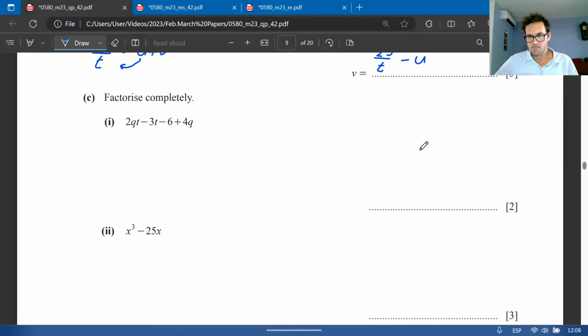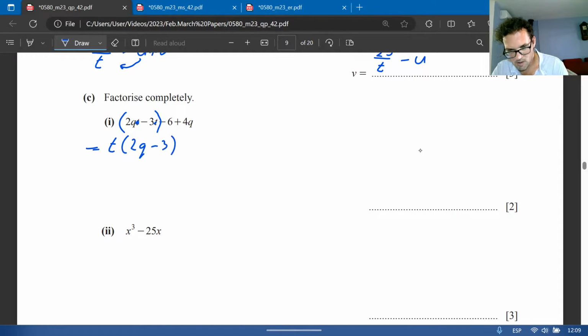Factorize. Let's just do the first part first. Okay. Common factor of 2qt minus 3t is t. So taking that t, put it in front of the bracket, left is 2q minus 3.